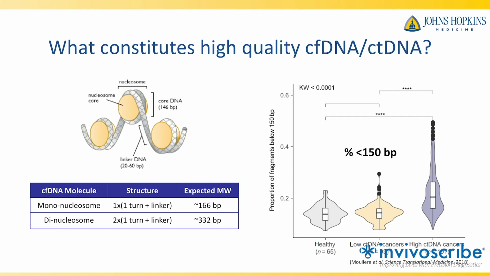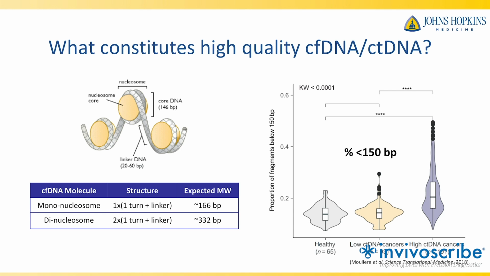And so now that we think we have the right tube, we want to know what our benchmarks are. What does high quality cfDNA or ctDNA really look like? So this is the structure of a nucleosome core. And the idea is cells that die by apoptosis will fragment in a predictable manner.